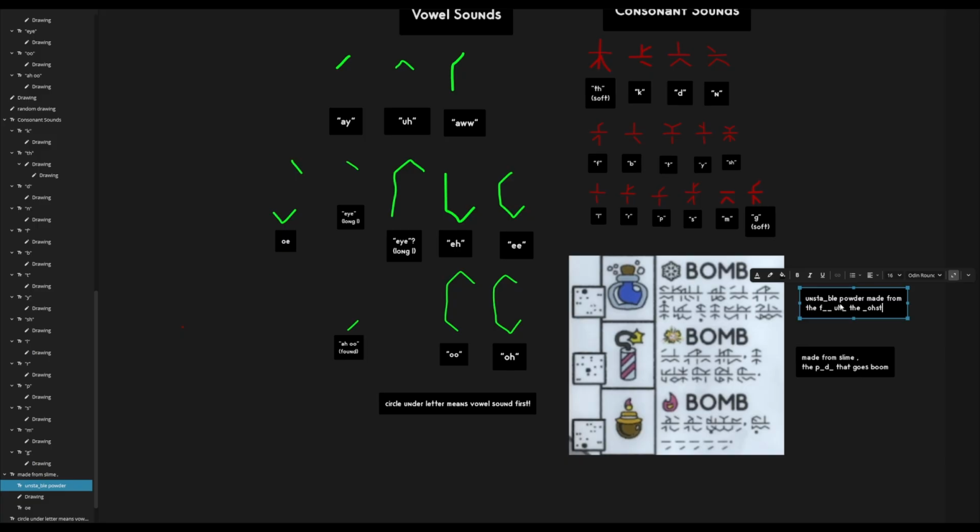Interesting. All right, and what's this last word? Maybe that will help. Oh wait, is this "of"? Is that a V? That's gotta be a V. Let's write that down for a second. I think that's the V sound.